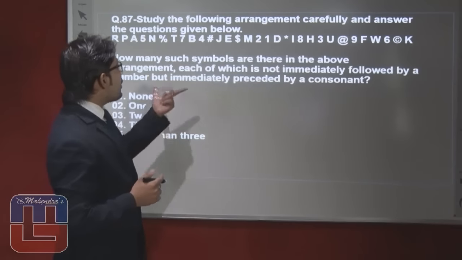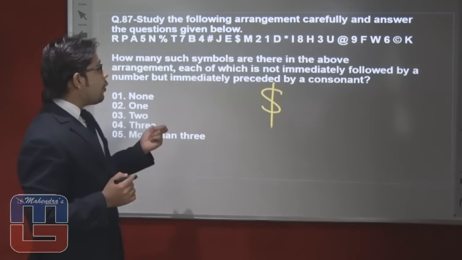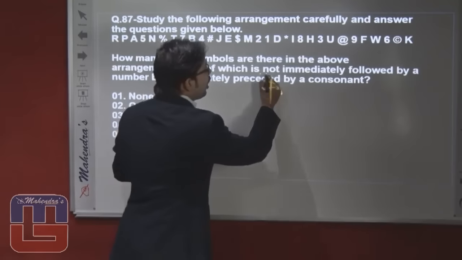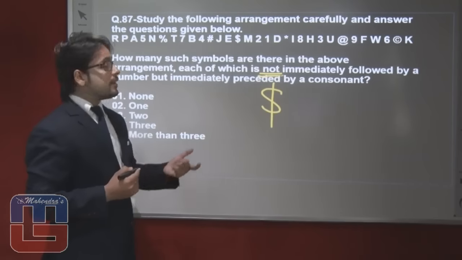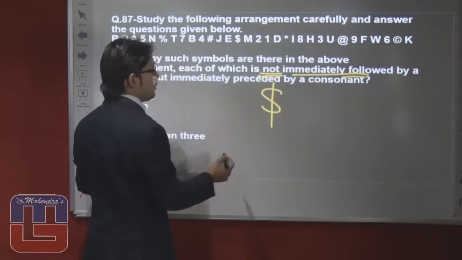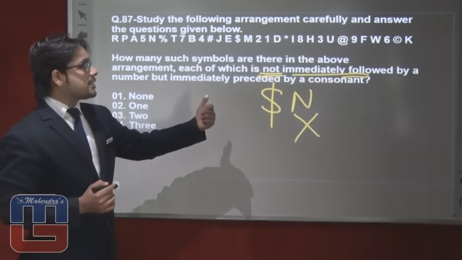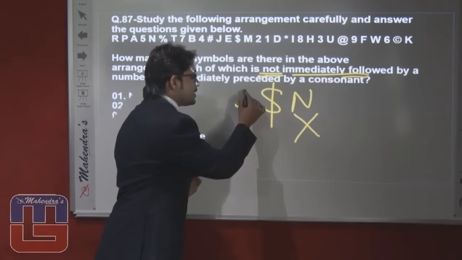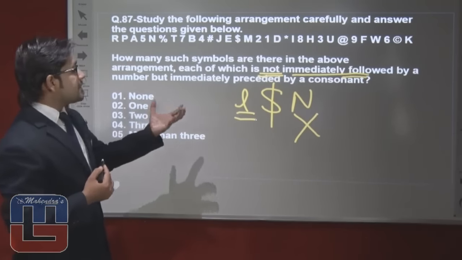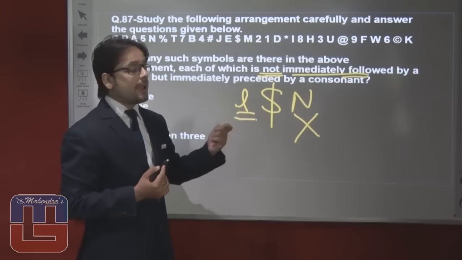That is, how many such symbols? We have already mentioned symbol will be this. How many such symbols are there in the above arrangement, each of which is not immediately followed by a number, but immediately preceded by a consonant, that is letter. Do remember this word is written not. Next we have to find out how many such symbols are there which is immediately preceded by a consonant but not followed by a number.